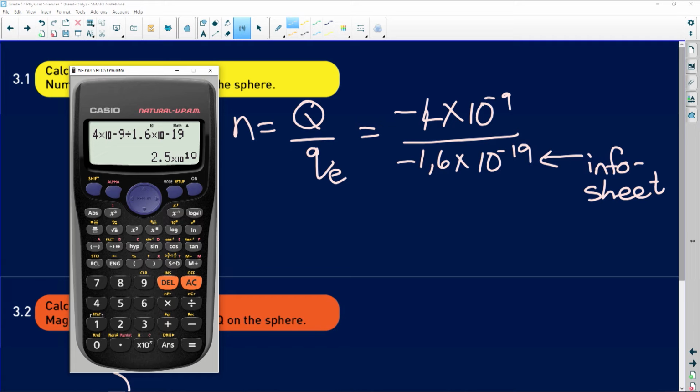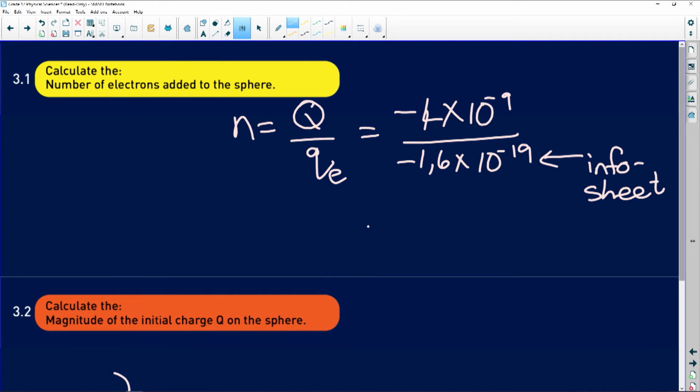And that is the number of electrons. So it's 2,5 times 10 to the 10. So that is the number of electrons that were added to the sphere to get a charge of minus 4 times 10 to the minus 9. Now remember, a number of electrons, there will be no positive or negative sign because it's just a quantity. So this is a huge number of electrons that were added.